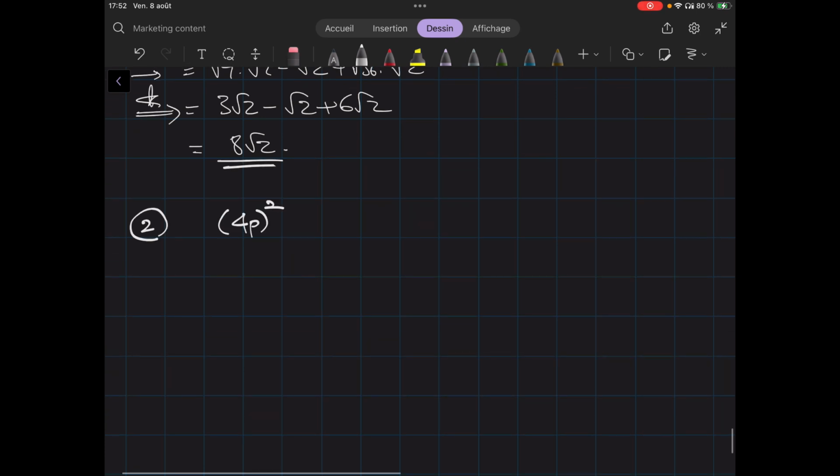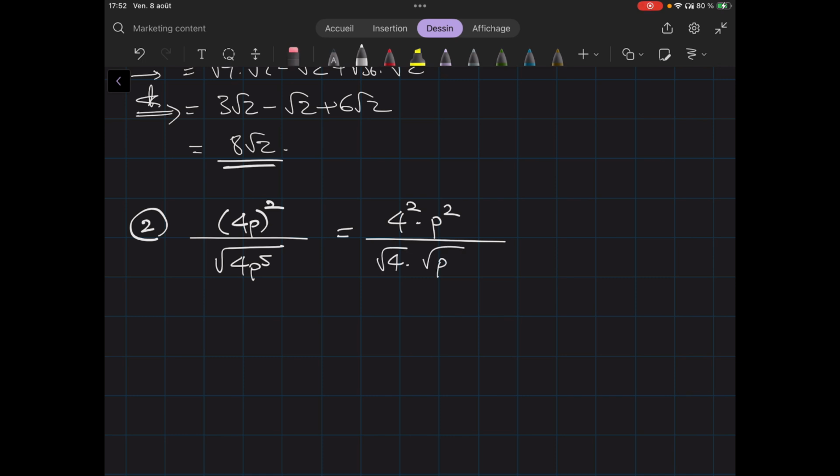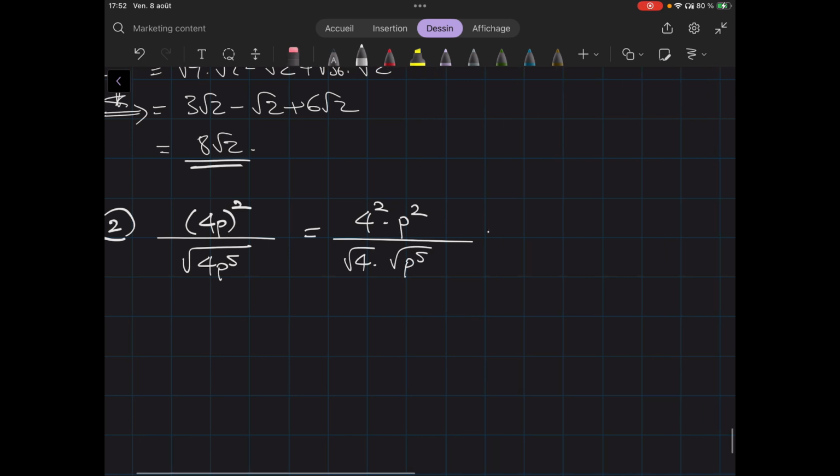Question 2. 4p in bracket squared divided by square root of 4p to the 5. 4p in the bracket squared, that will be 4 squared times p squared. The square root of a times b, that's the square root of a times the square root of b. 4 squared, that is 16. Square root of 4, that's 2. Square root of p to the 5, that's p to the 5 divided by 2.